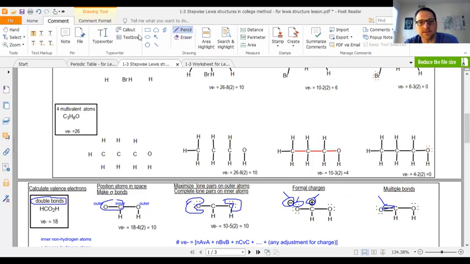And let's verify the valence electron count is correct, shall we? Two, 4. Hopefully we have 18 electrons. 6 for the bond from carbon to hydrogen. 8, 10, 11, 12, 13, 14, 15, 16, 17, 18.